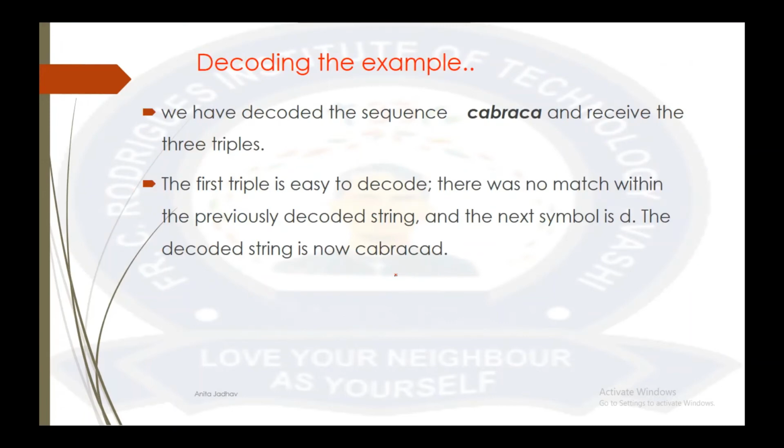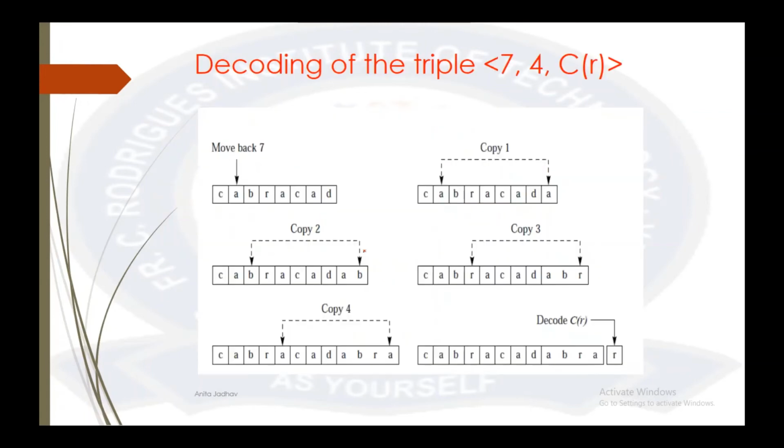Now at the decoding, how will we be doing it? Assume that we have decoded the sequence CABRACA, that is CABRACA, and received the 3 triples which we have encoded. So the first one is easy. If you remember, it was 0, 0, code of D. So there was no match and the next symbol was D. So now the decoded string is this. Okay. So we have got it from the first triple.